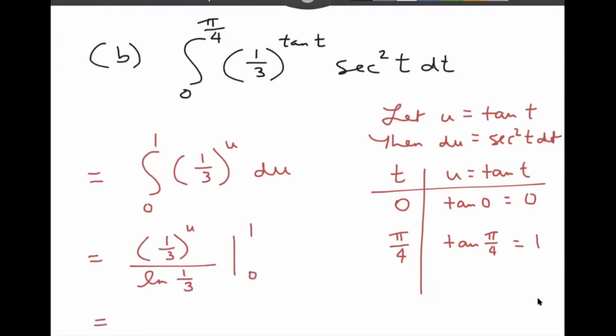Why don't we park this 1 over natural log 1/3 outside? And then inside, we're going to have 1/3 to the power 1 minus 1/3 to the power 0. So inside the parentheses, you have 1/3 minus 1, which is negative 2/3. And then remember that natural log 1/3 is equal to the opposite of natural log 3.